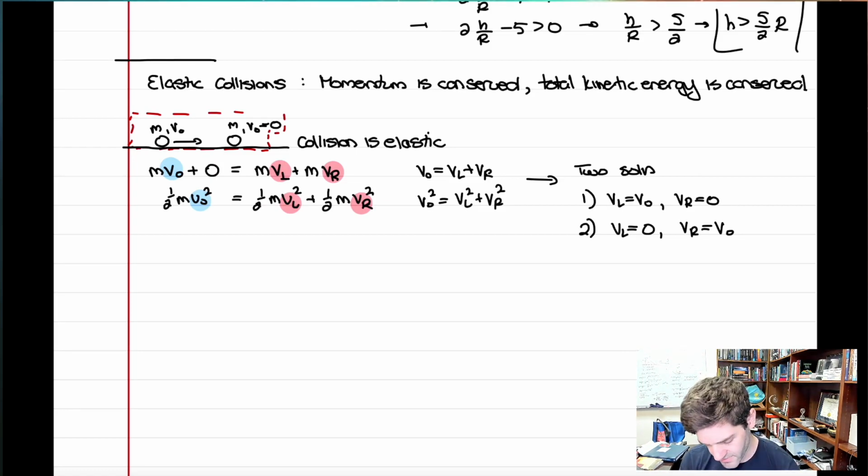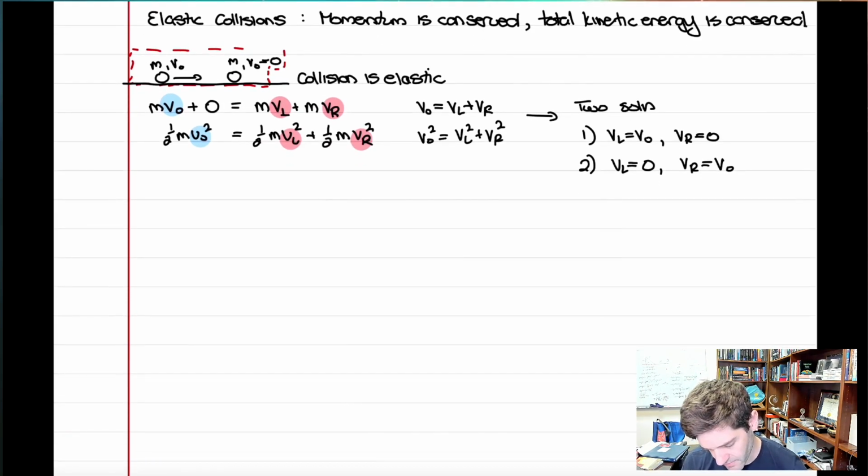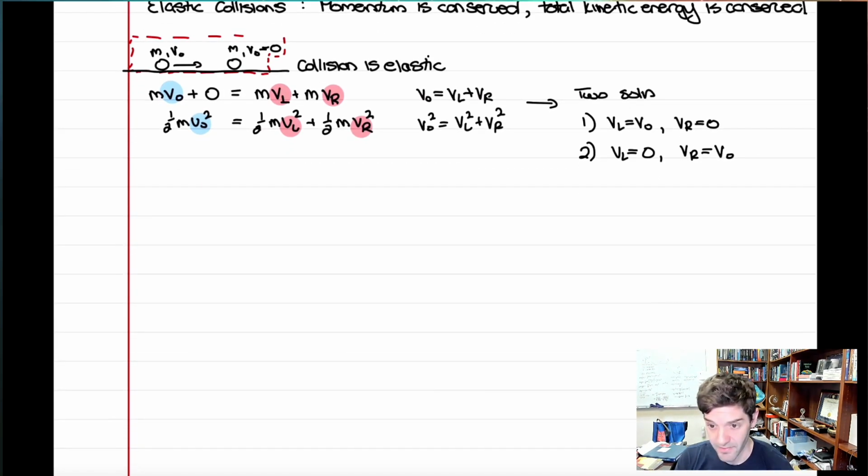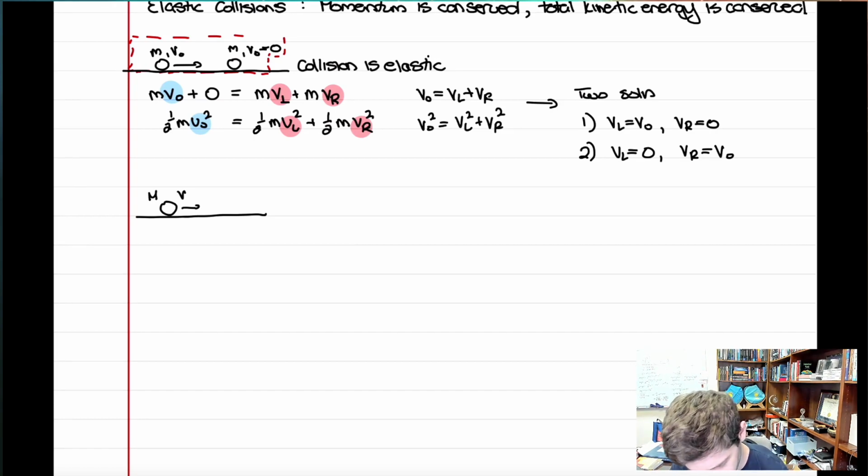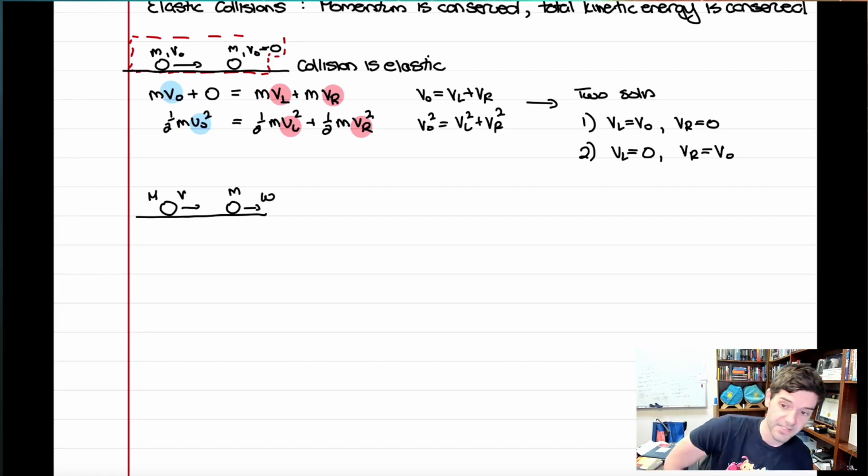Of course, the more interesting case is when you allow things to be more arbitrary. So there's some ball which I'll let have big M, an initial V naught. Let's see, what do my notes have actually? I think I just have it as V. And then there's some other object which I'll give a mass of little m, so they could be different masses. And it might have some initial velocity, which is W, or omega.